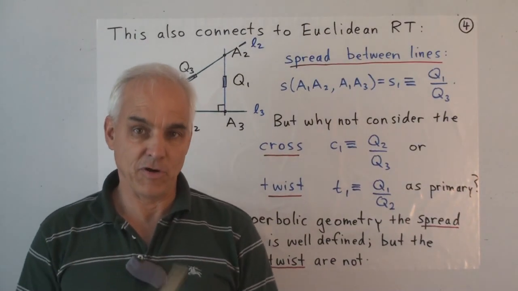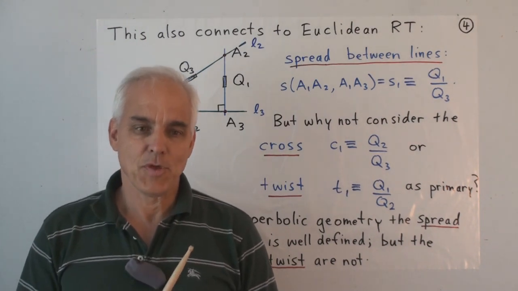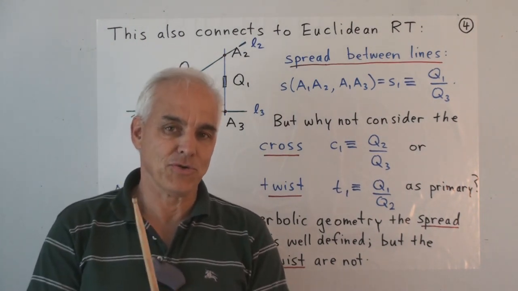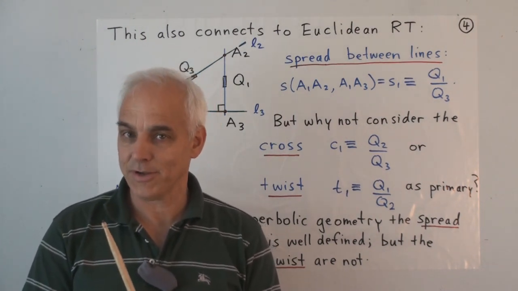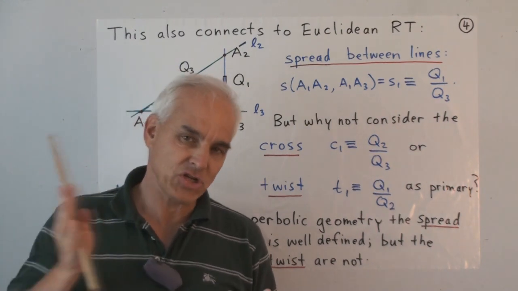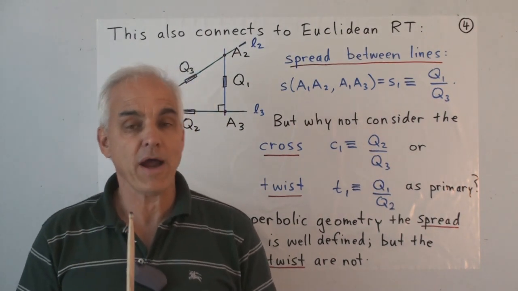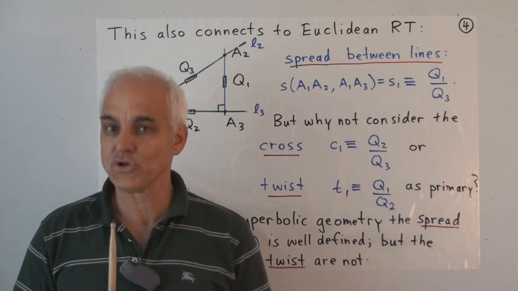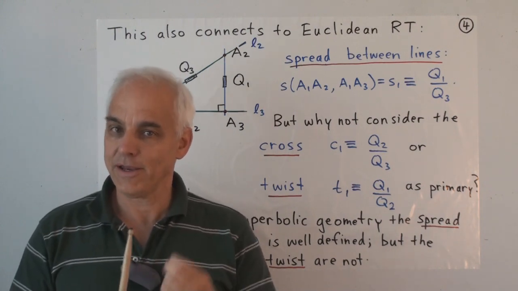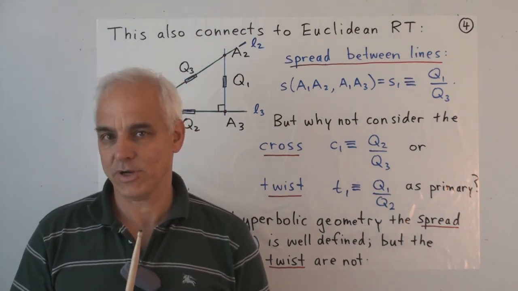This Thales theorem is also related to Euclidean rational trigonometry. And in fact, it sheds some light on why the spread is a crucial ratio in Euclidean rational trigonometry.